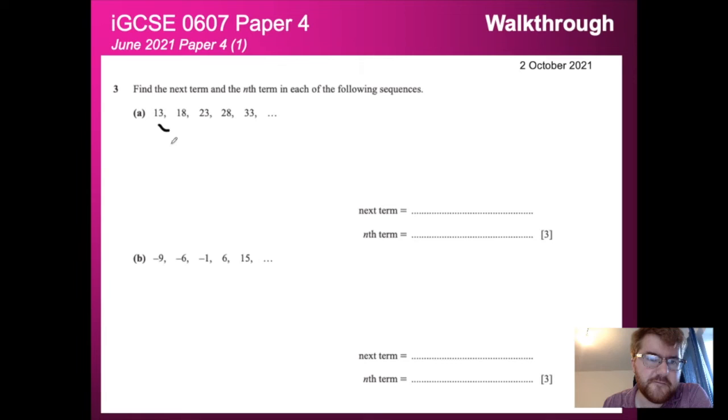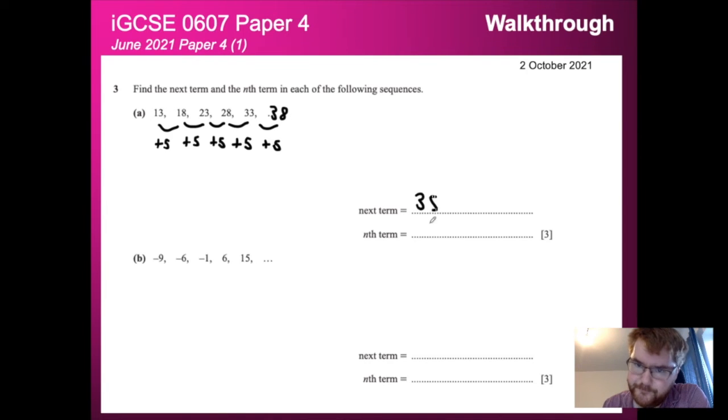So let's just look at the differences. It's the first thing you should be looking at here. And in this case, the difference is plus 5 each time, which makes our life a lot easier. So the next number will be 33 plus 5, which is 38. So I can pop that in.